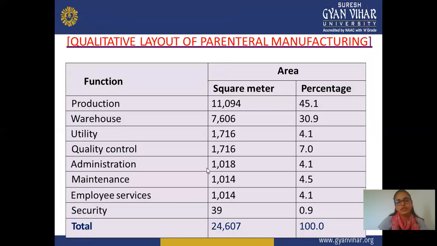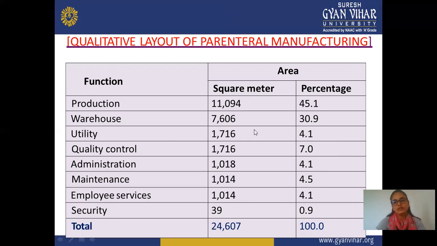Next is the quantitative layout of parenteral manufacturing. In this, these are the function, the square meter area, and the percentage. The production area is required approximately 11,094 square meter, and the percentage is 45%. This means the largest area required for manufacturing of parenterals is your production area.